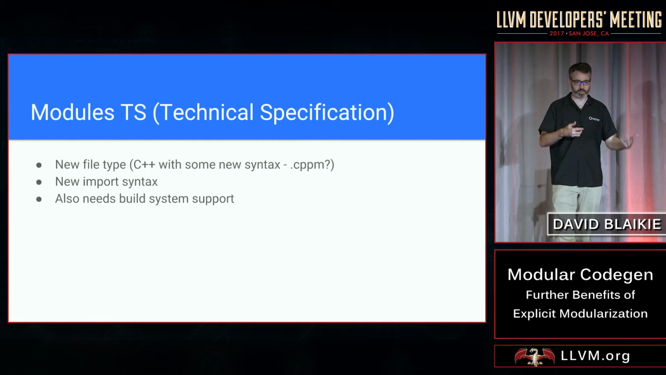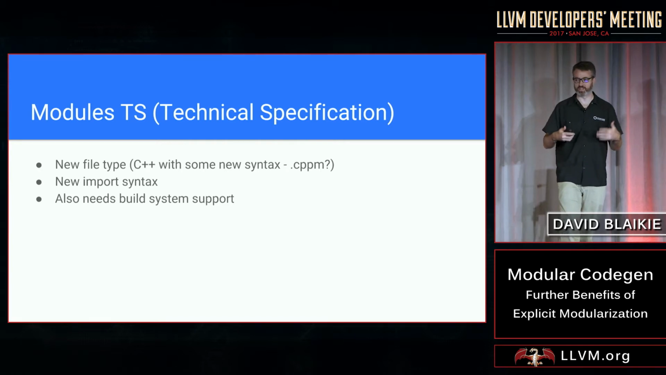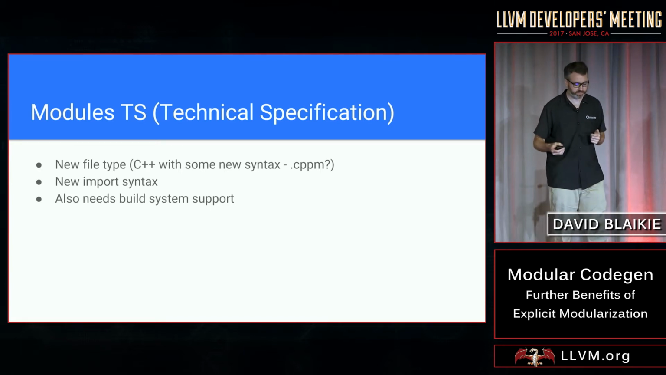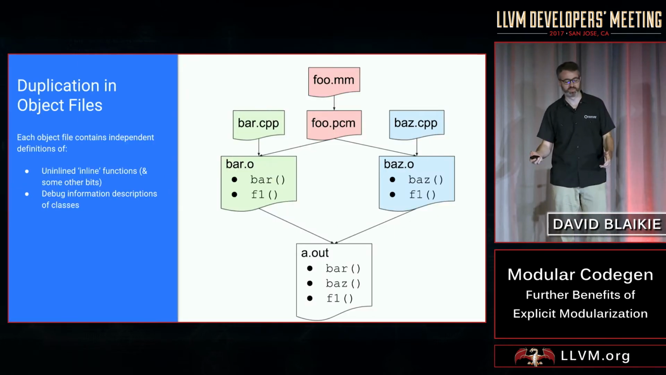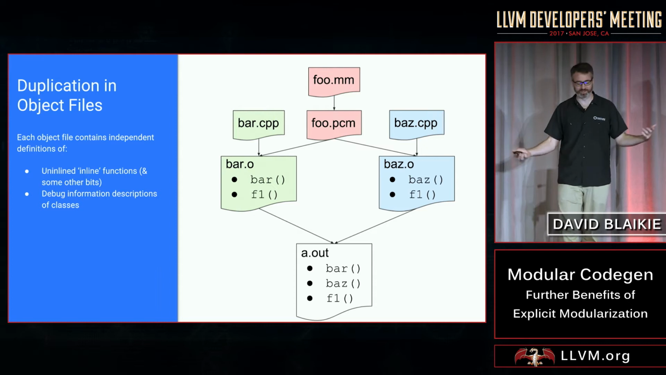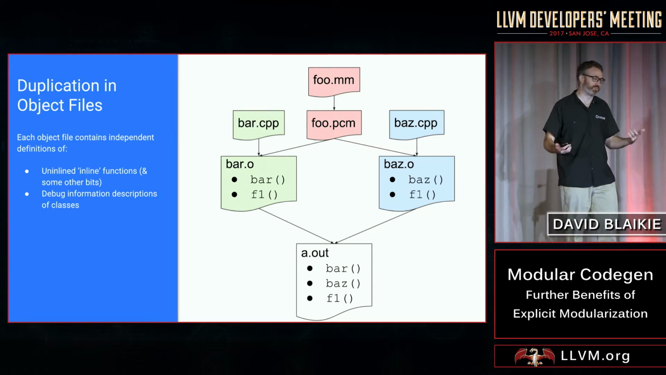Whereas the explicit modules, modular code gen is sort of something you can bolt onto it afterwards. So let's talk about modular code generation. Let's have a look at what it looks like. To get the motivation for this, let's look at what happens when you don't have modular code generation.